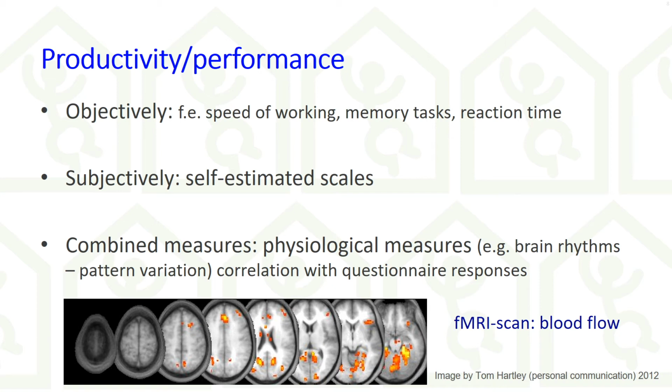And also with combined measures, using for example some physiological measures such as brain rhythms to see whether variations in the patterns of the brain responses correlate with the responses assessed by questionnaires. This figure here shows an increased blood flow when a man is finding his way in a visual environment, as an example of an experiment using combined measures.